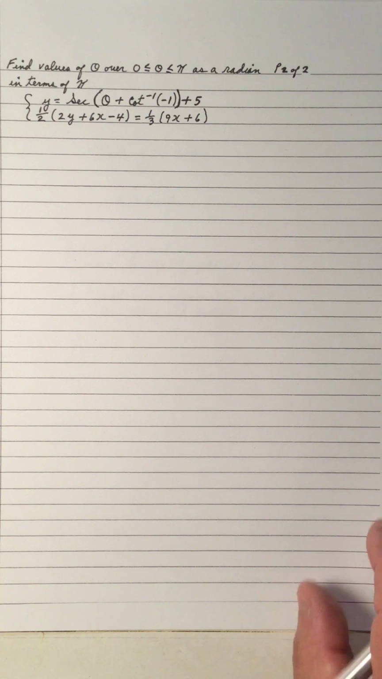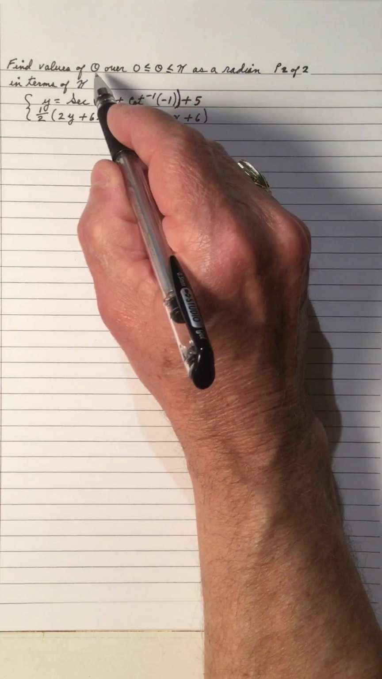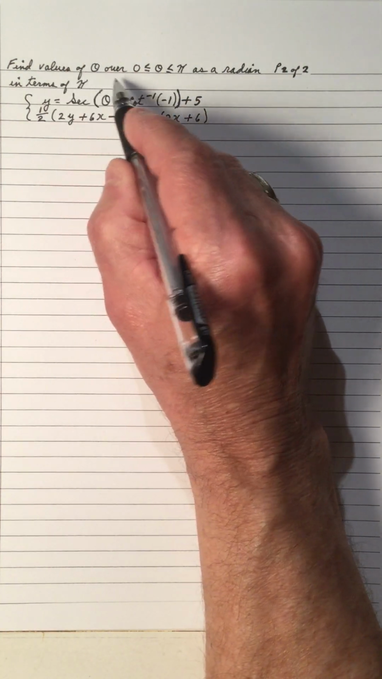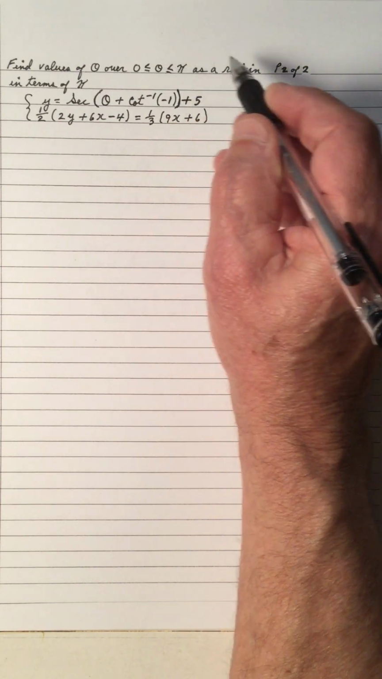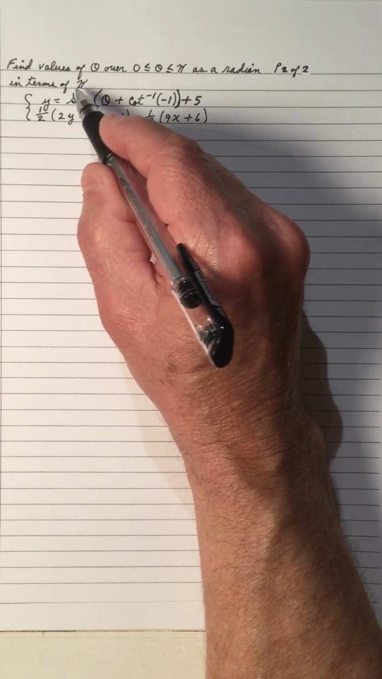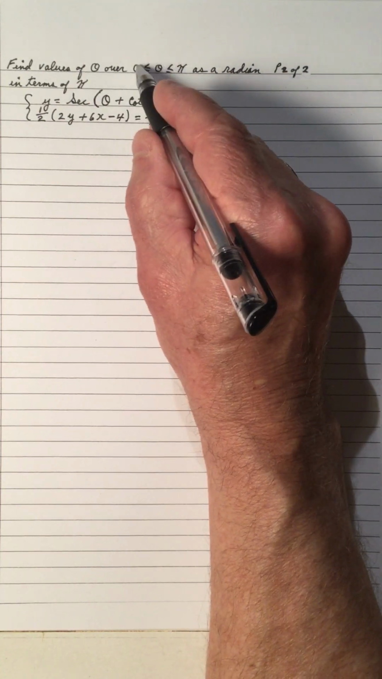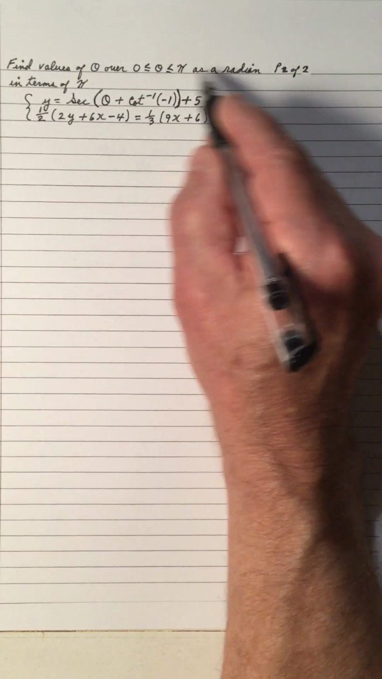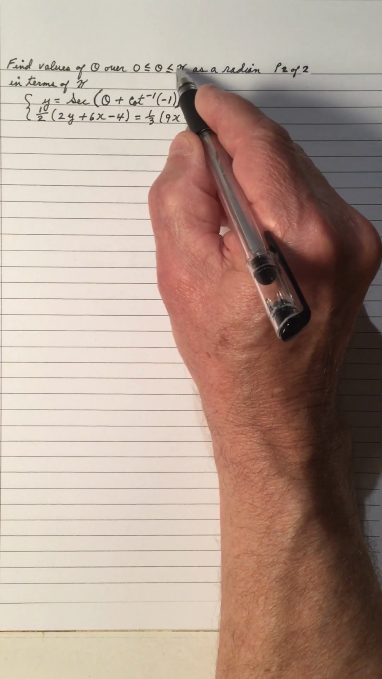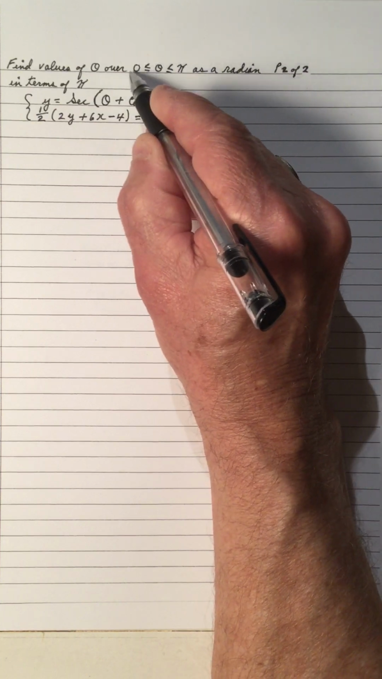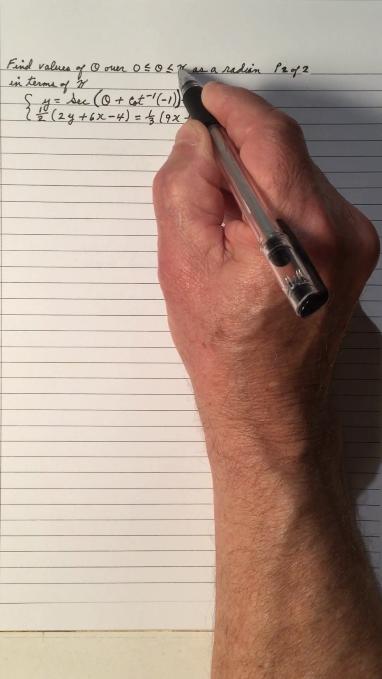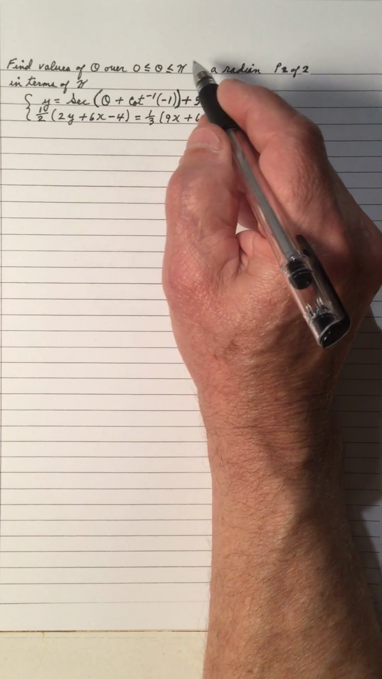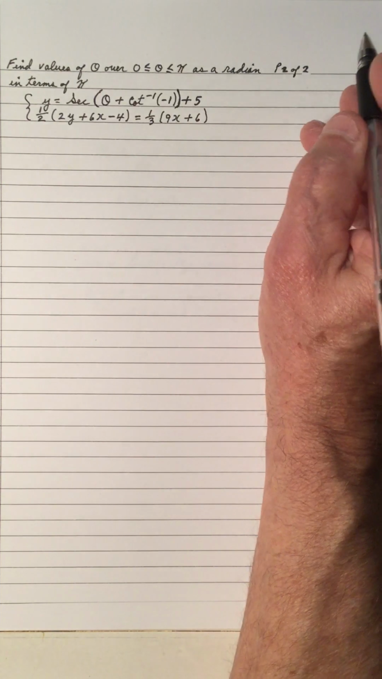Find the value of theta over this interval, 0 less than or equal to theta less than or equal to pi as a radian in terms of pi. Really, I didn't need to say as a radian in terms of pi, because this interval is already in terms of pi, which is radians. But I just added it on.